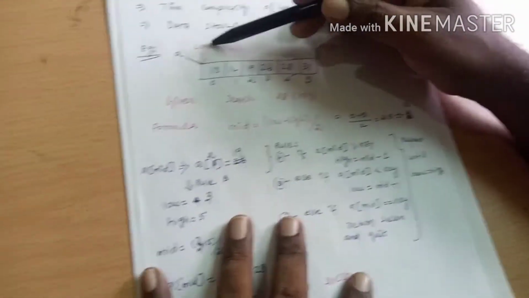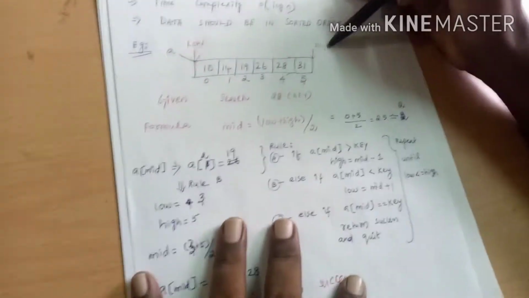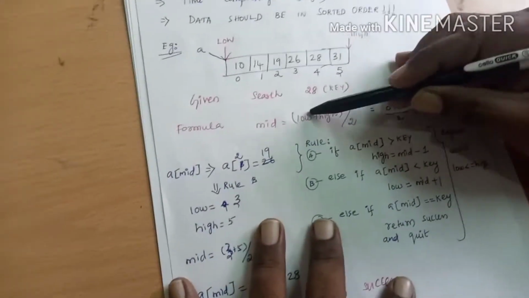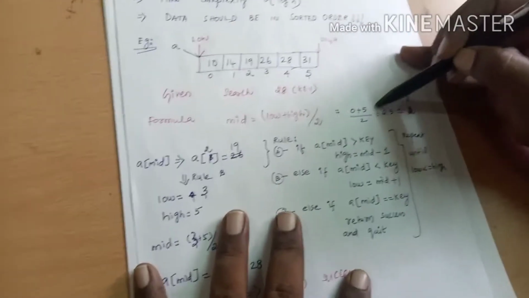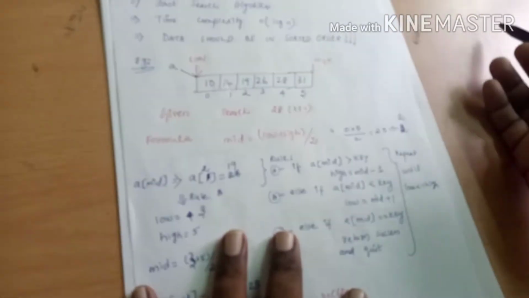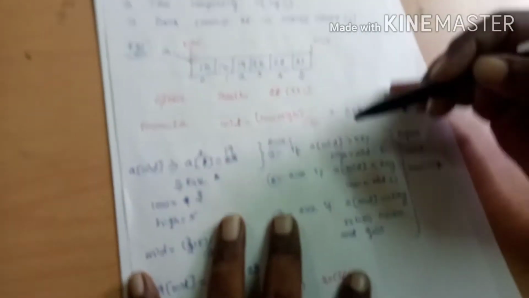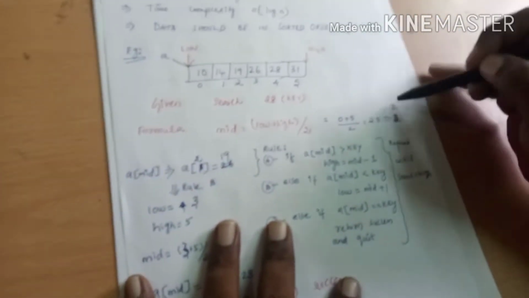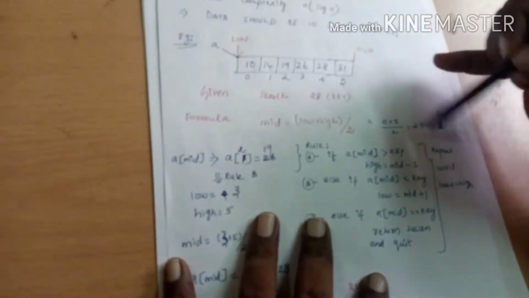Now what is our low value? 0. What is our high value? 5. Because we have 6 elements, the low value is 0 and the high value is 5. So 0 plus 5, low plus high divided by 2. What is the answer? 2.5. So we approximate to 2. Always bring it back to the nearest lower integer. So 2.5 we round to 2. So the mid value is now 2. What we do is we find A of 2.